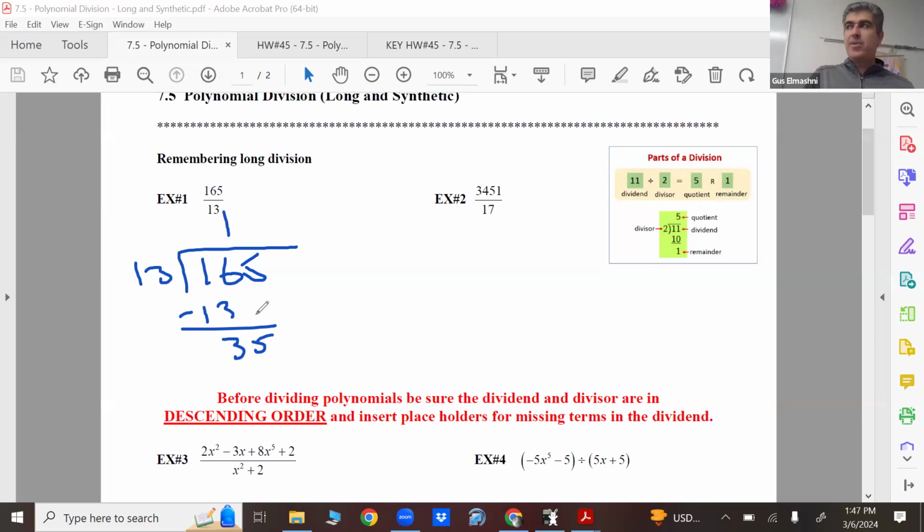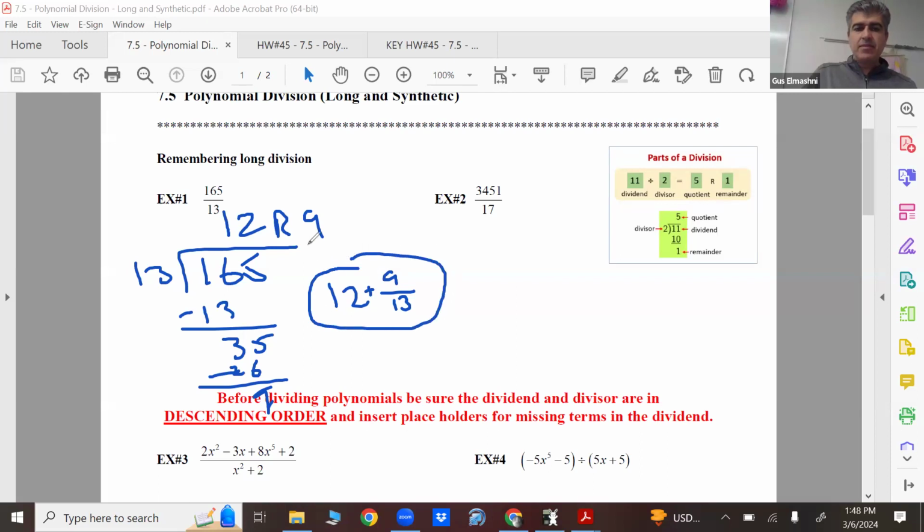And how many times does 13 go into 35? Twice, right? So you get 26. The remainder is 9. So it's 12 and 9/13 if you want to write it like that. Or 12 plus 9/13. That works too. What's that between the 2 and the 9? The remainder. So the remainder of 9.